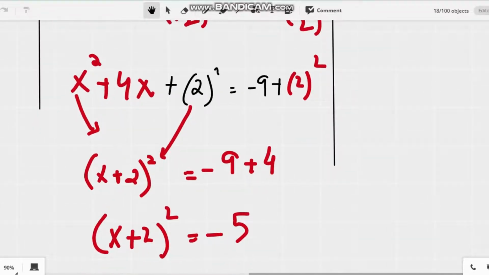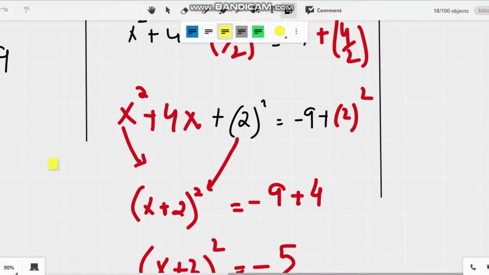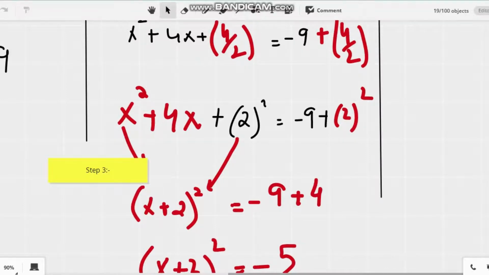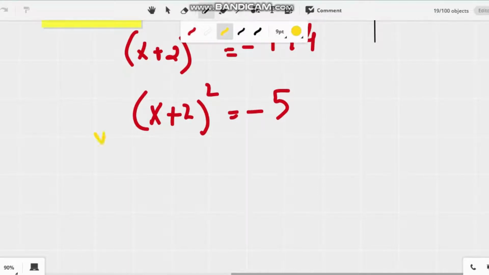I got x plus 2 whole square equals minus 5. This is part of the third step of the equation. Step 3, in which you have to factor it. So I already did that, so I will just mention it here like this. And then I will take the square root on both sides.